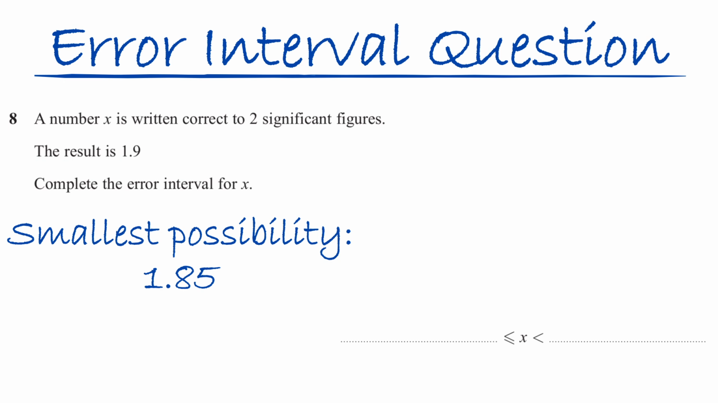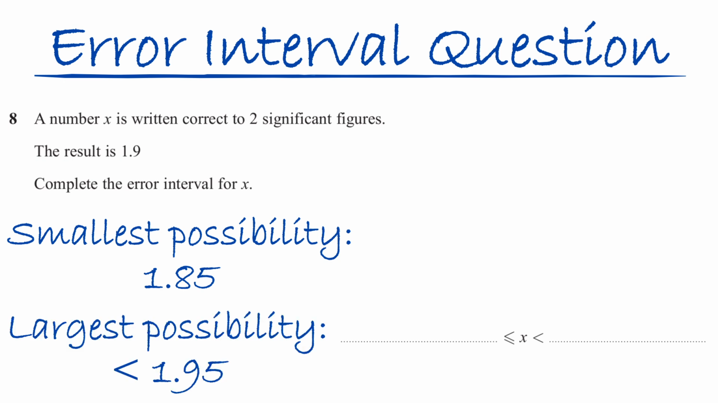So the largest possible value is going to be less than 1.95. So if it was 1.95, it would be rounded up to 2 if we were to round it, but anything, for example 1.9499999, we will round down and we will round to 1.9. That's why the upper limit for x is less than 1.95 but not included.